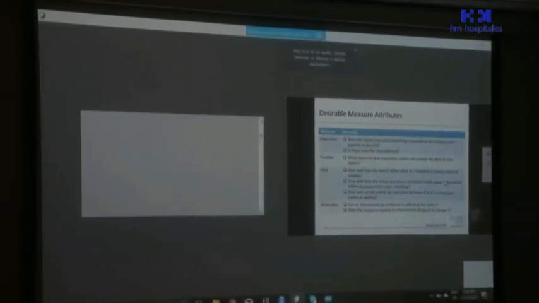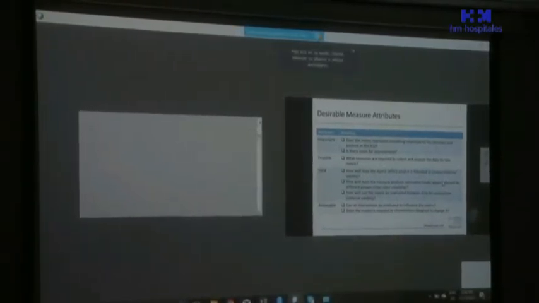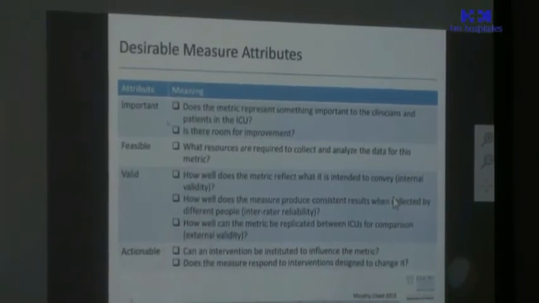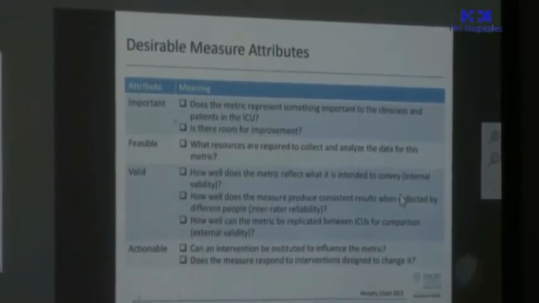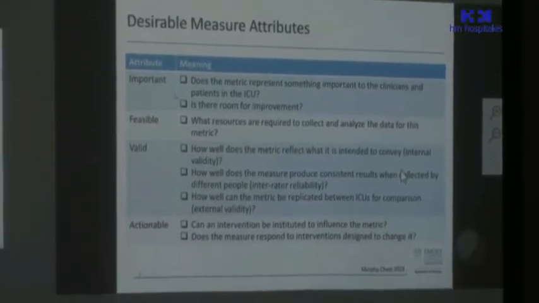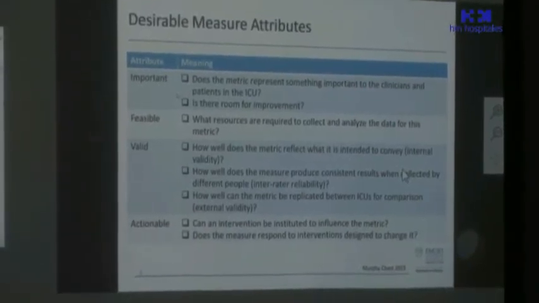So as we're going through and seeing what are the different things we can look at, this is kind of a report card or a scorecard for us to see how this potential measure stacks up. So does the measure represent something that's important to clinicians and patients in the ICU? Is there room for improvement? Is this an important thing for us to look at? Am I able to measure it? Or is it too hard for me to measure?